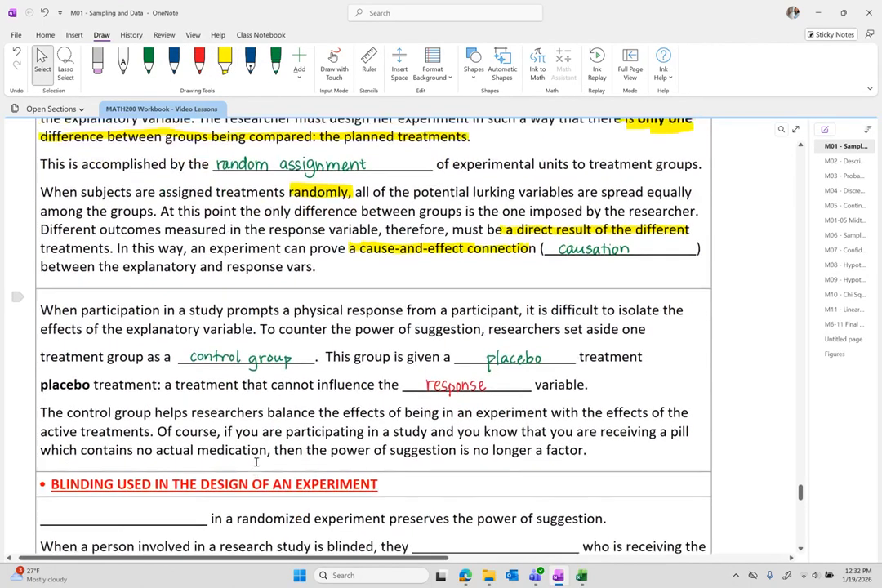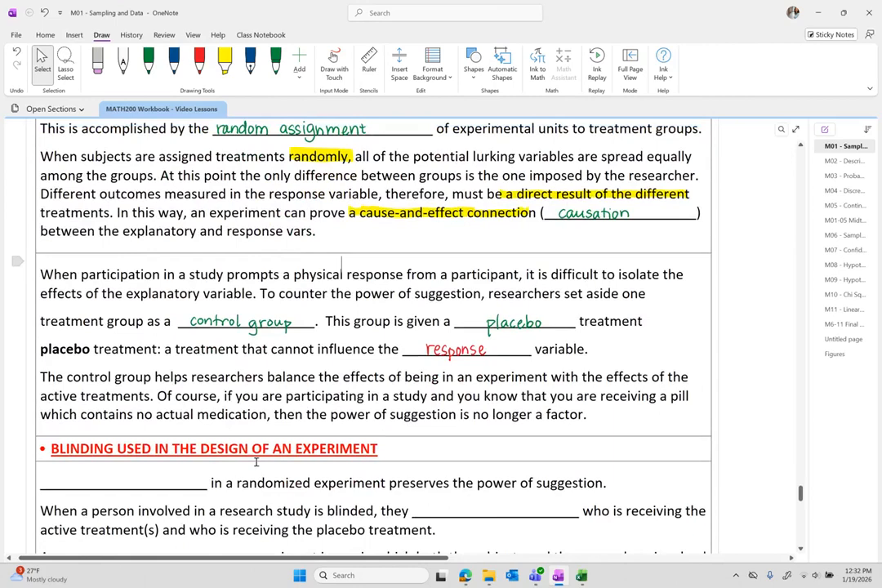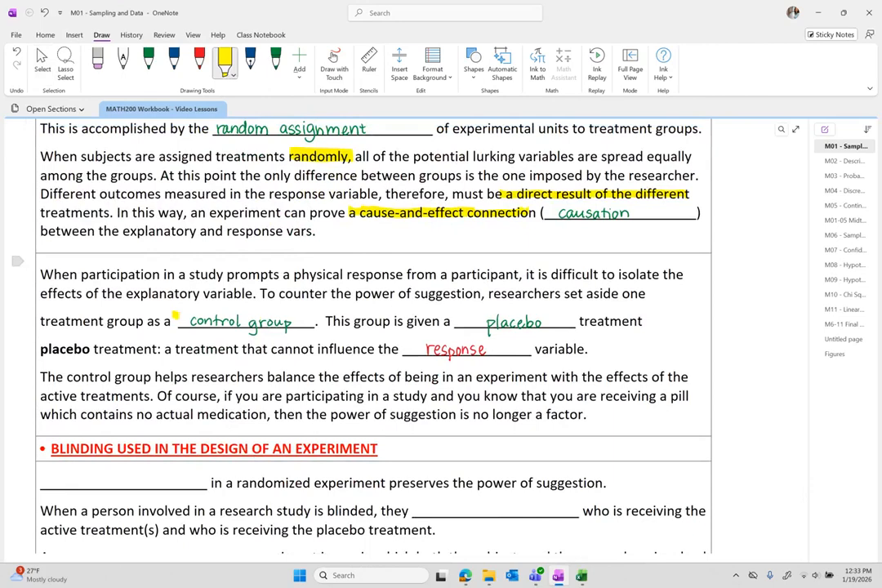When participation in a study prompts a physical response from a participant, it is difficult to isolate the effects of the explanatory variable, and to counter the power of suggestion, researchers set aside one treatment group as the control group. The control group gets a treatment called placebo, which is a treatment that actually cannot influence the response variable. The control group helps researchers balance the effects of being in an experiment with the effects of the active treatments.